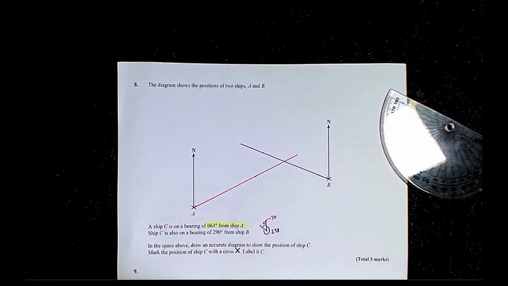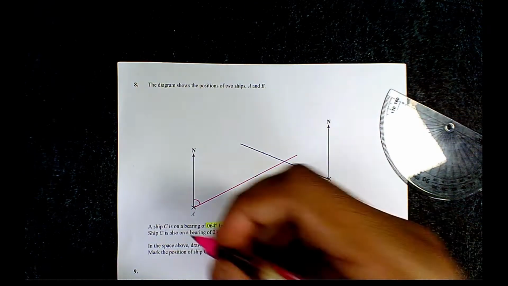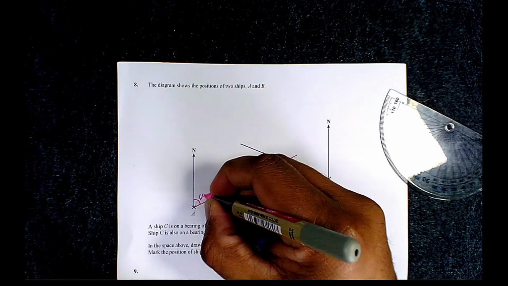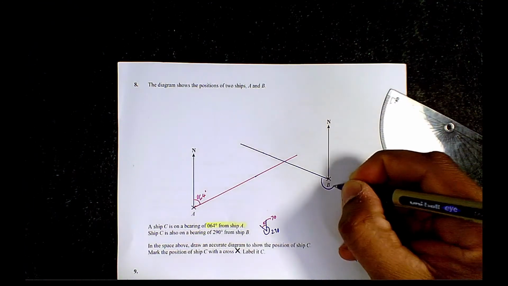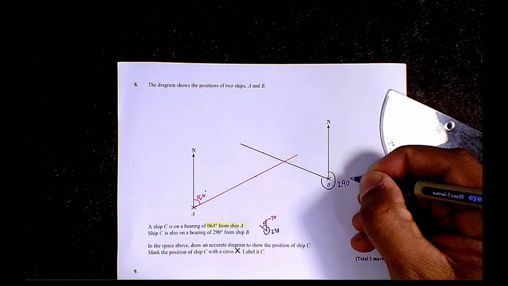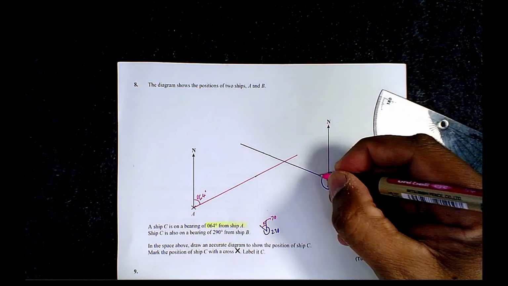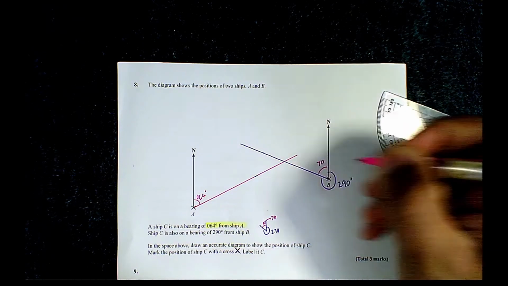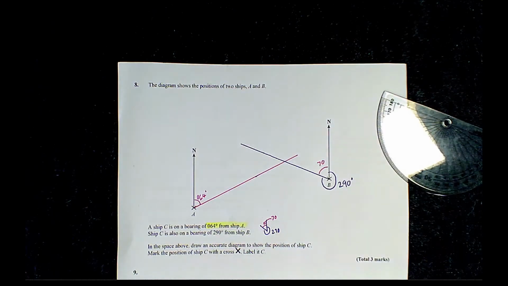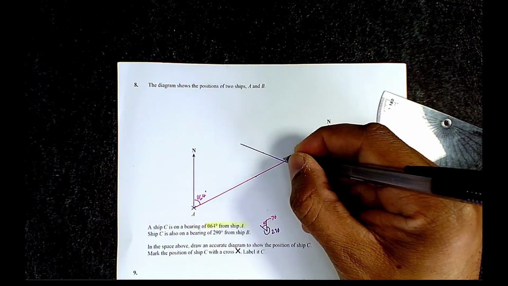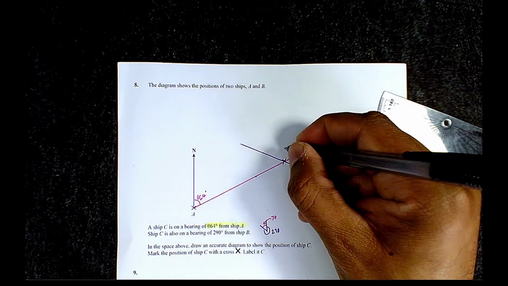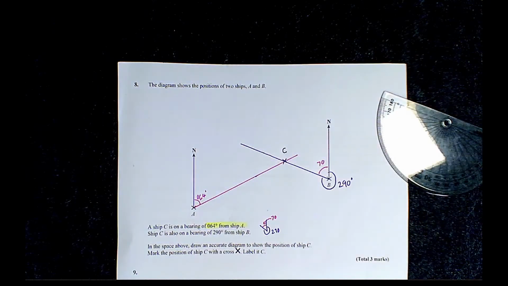And it is always good practice to label the angles that you've measured. So this is going to be 064 degrees, and this angle here is 290 degrees, or I measured that this angle here is 70 degrees. Now where the ship C is going to be, it's going to be at this point here. So I'm going to mark it with an X as required and label that with a C.